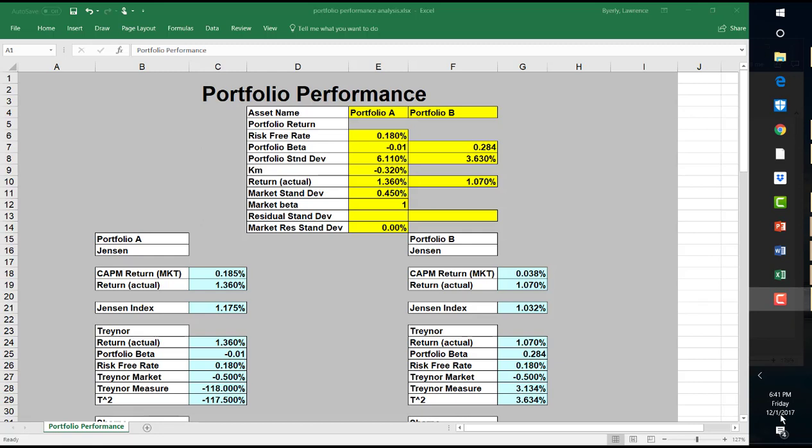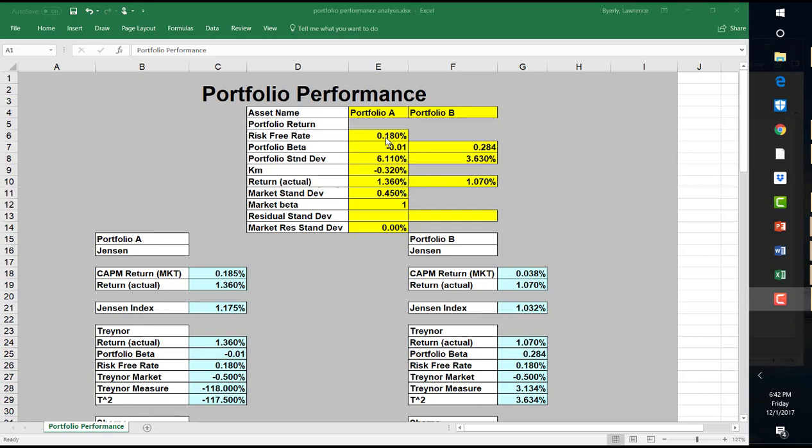Okay, let's talk about portfolio performance. In this worksheet, what I essentially have done is that we have two portfolios that we're going to look at. I've gathered this data from historical data. It is in monthly data context. So this is actually an average of 0.18% per month over the time frame. So we're looking at monthly kinds of data here.